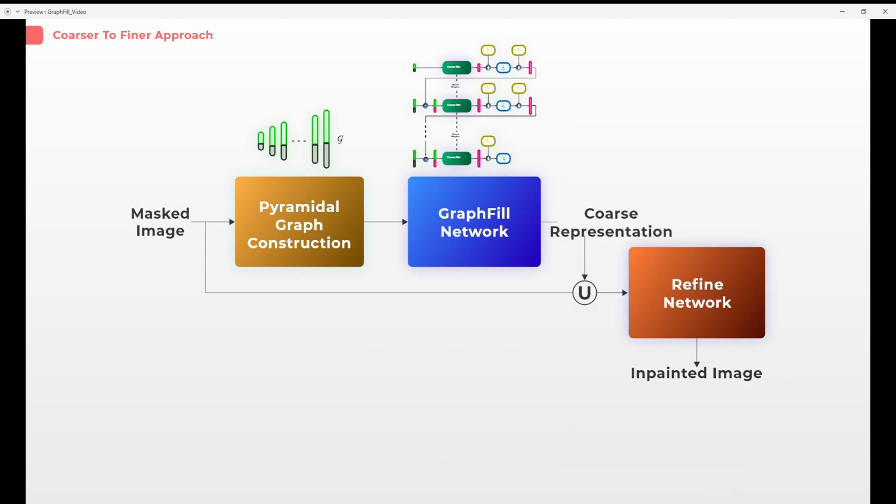The coarse output from GraphFill is then refined by the refined network to obtain the final inpainted output. The refined network is a lightweight shallow pix2pix baseline network.